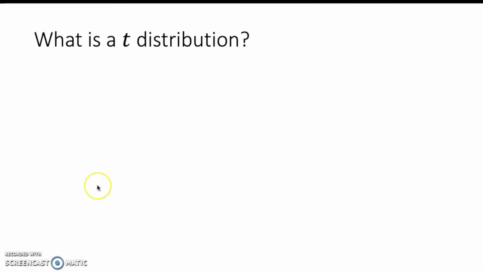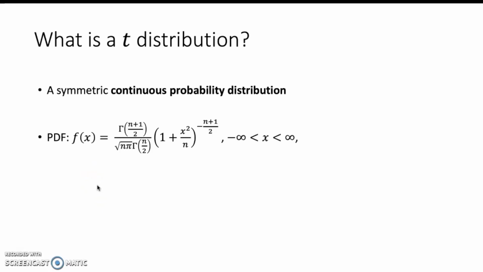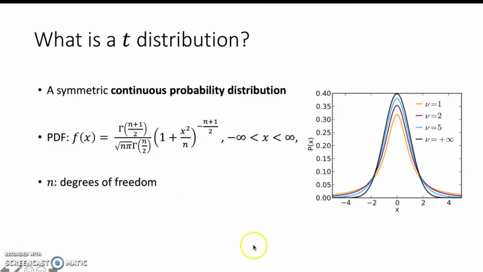And now we can actually proceed to our first question. How can we simulate samples from a stationary distribution, which will be the t distribution? And this is going to be brought to you by my classmate, Jean. Okay, let's start from what a t distribution is. A t distribution is a symmetric continuous probability distribution, and the PDF of the t distribution is just like that. Here n denotes the degrees of freedom. And the plot, as we can see, is symmetric. It looks like this.